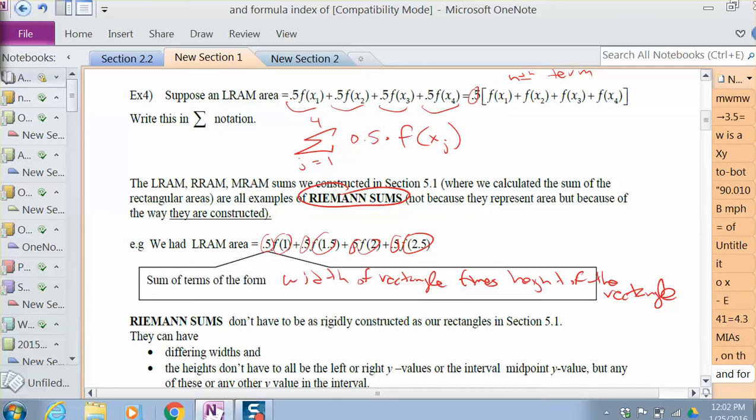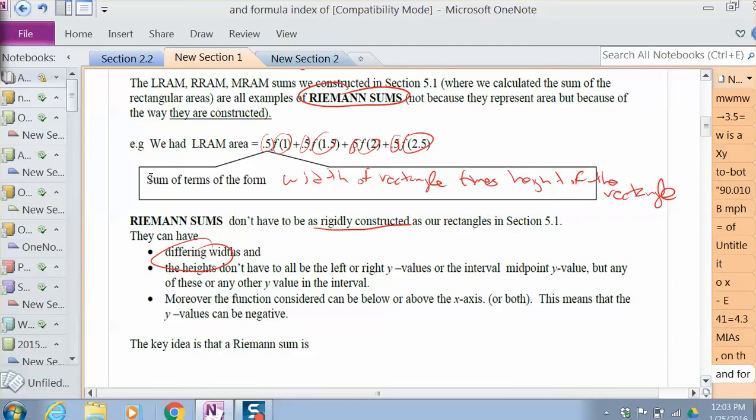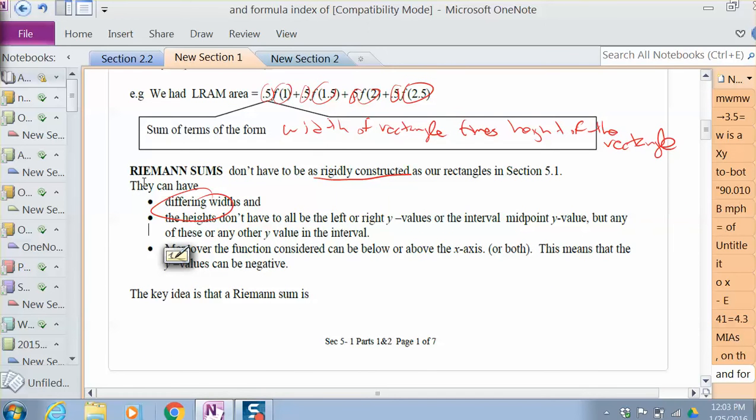Now they don't have to be as rigidly constructed as they were for our rectangles of section 5.1, where we had the same width and we had to use the left corner of the rectangle to determine the height, or maybe the right corner if it was RRAM, or the middle of the top side if it was MRAM. Riemann sums actually could differ in width. That's totally possible. So our delta x's could be different. We don't always have to use the same width. The heights don't have to be left or right y values or interval midpoint y values. It really could be anything.